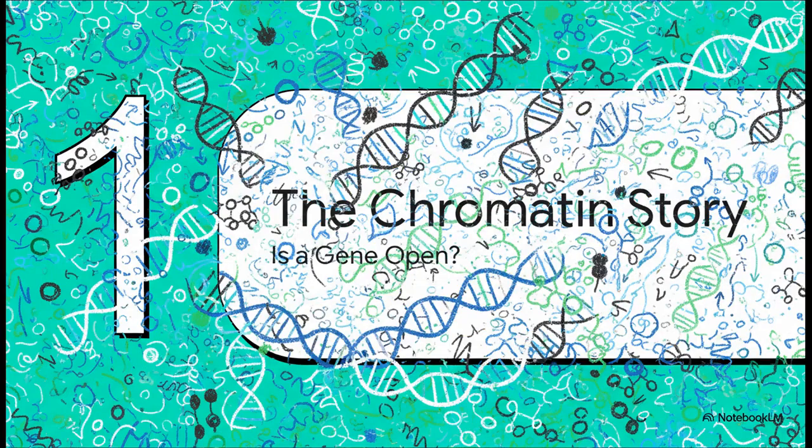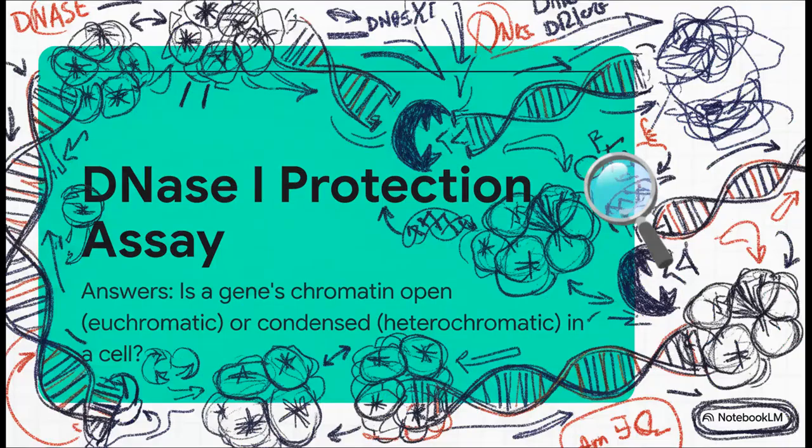All right, first up, the chromatin story. Think of it this way. Before a gene can be read, the cell has to be able to get to it. Is the book open on the right page, or is it slammed shut and locked away? That's what we're trying to figure out. So, how do we check if the book is open?